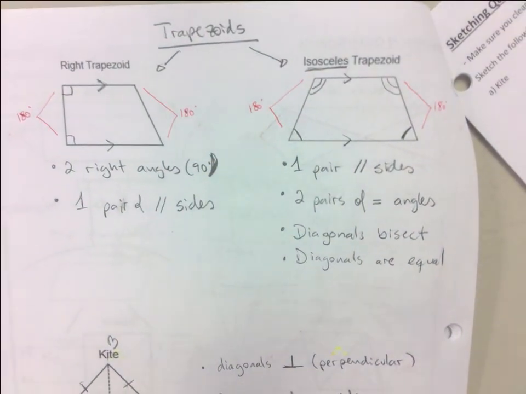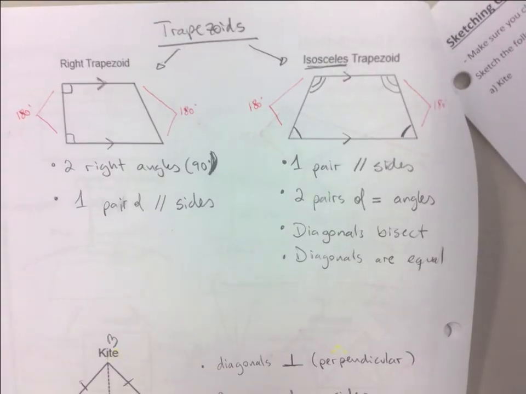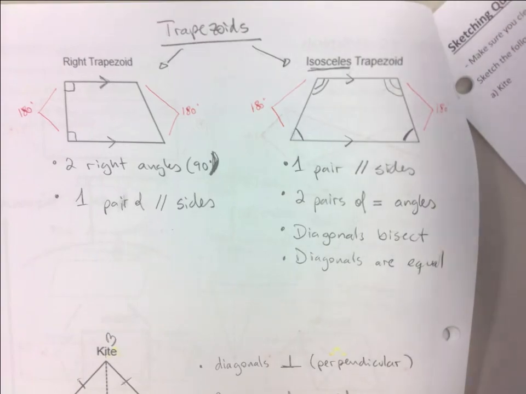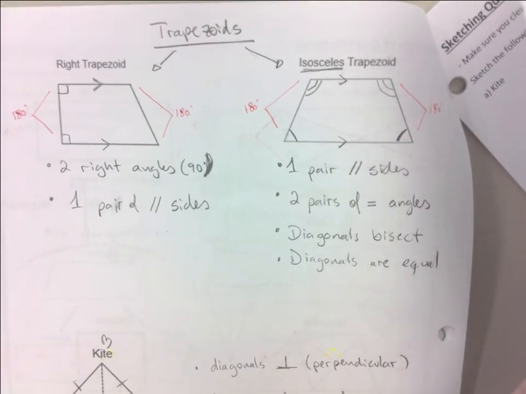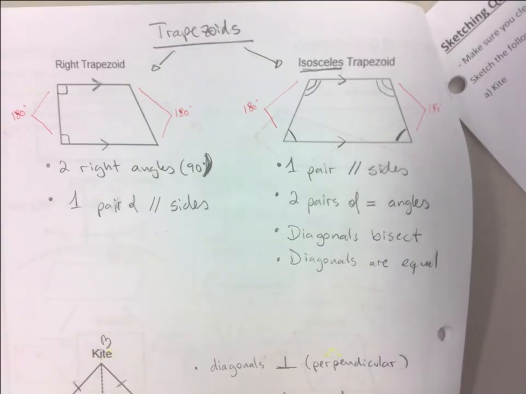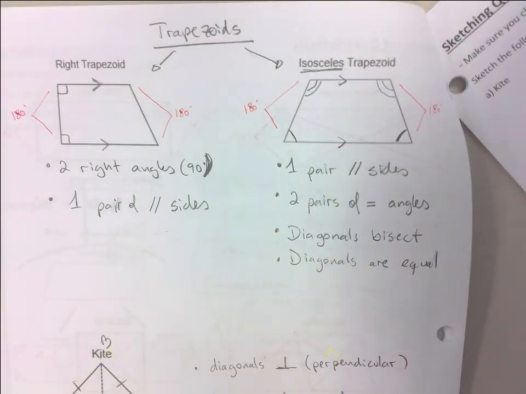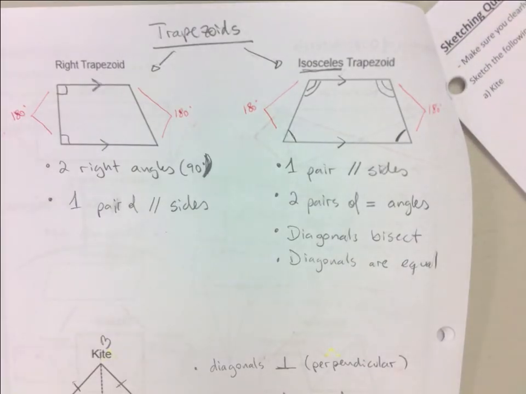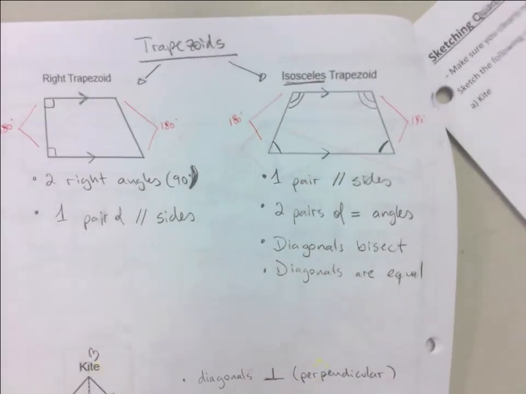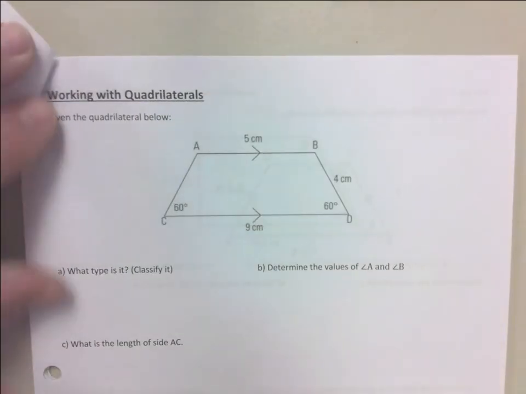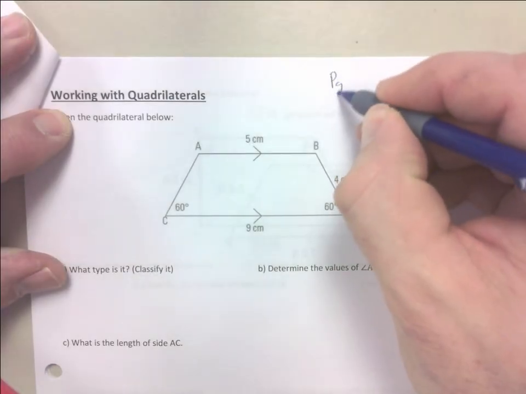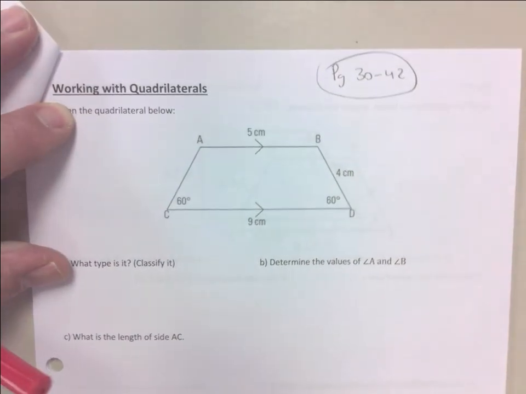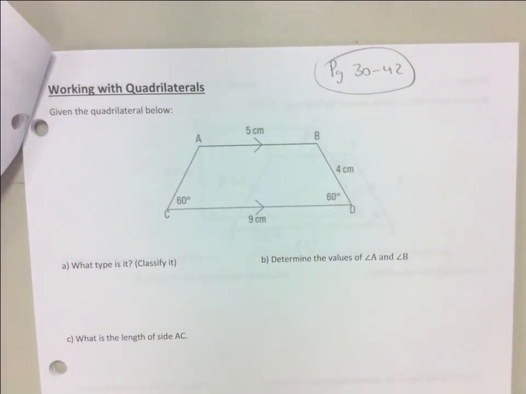Okay. So that's going to help you working through these questions. I'm going to ask you to try pages 30. It's going to be a lot, to be honest. I'm going to say 30 to 42 for now. Okay. I will post the key to this.